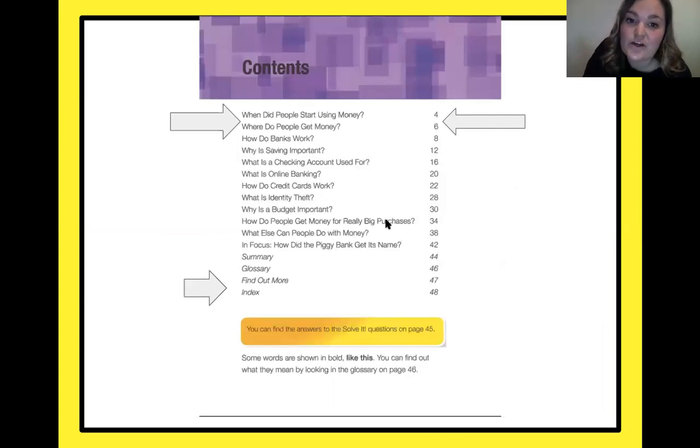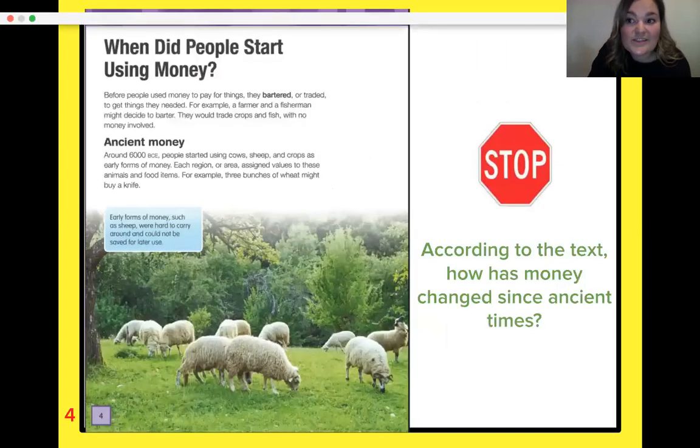So just for today, we are going to be reading these first 2 sections in this table of contents. It tells us when did people start using money and where do people get money. Also, we're going to look at the index in case we need any help with anything in that glossary. So you can find the answer to solve it questions in the back of the book too. So there's going to be some questions they want us to solve. Some words are shown in bold like this. You can find out what they mean by looking in the glossary on page 46. So fourth graders who've learned that if there are vocabulary words that are bold, there's usually a place for us to find the meaning. So let's go ahead and hop in.